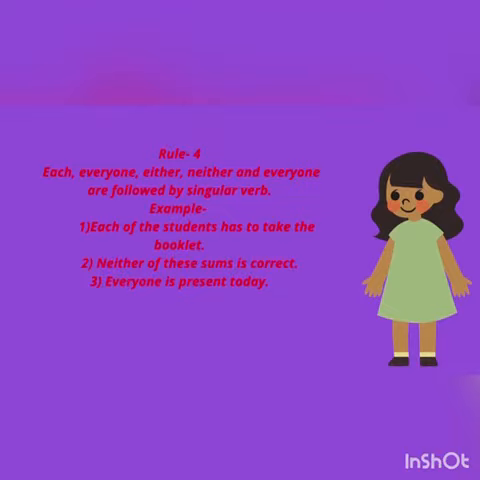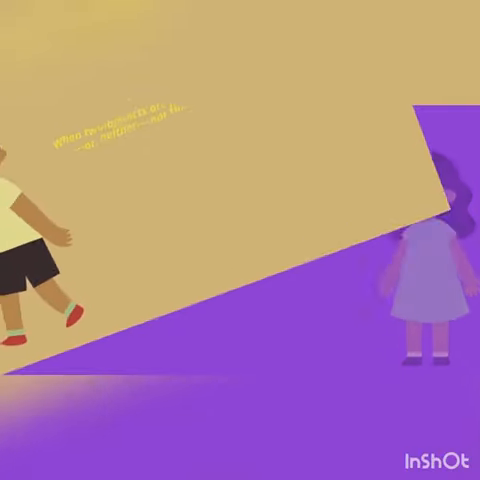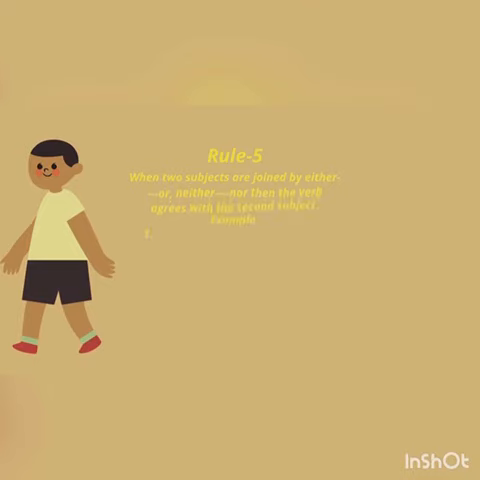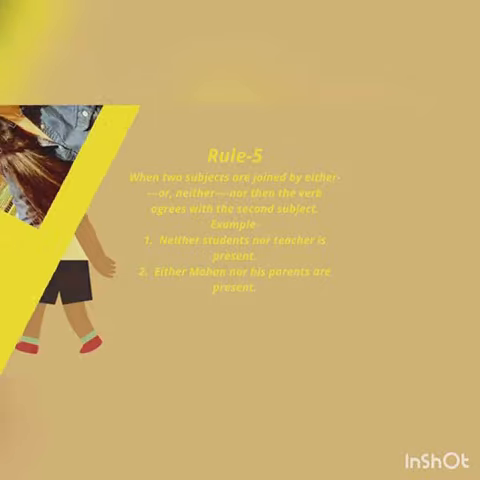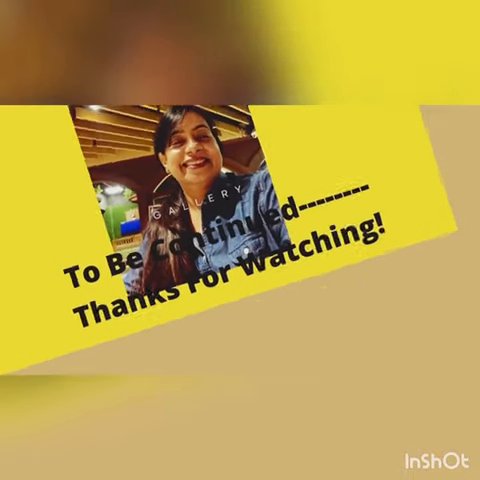Each, everyone, either, and neither are followed by a singular verb. When two subjects are joined by either...or, or neither...nor, the verb agrees with the second subject.